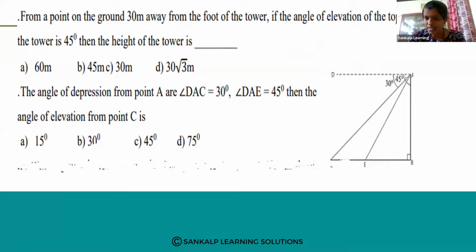So where is DAC? See, this is C here, CEB. Okay, so DAC is 30 degree. Next, DAE is 45 degree. So this is 45 degree and this is 30 degree. Then the angle of elevation from point C: we have to find out what the angle of elevation is at point C.